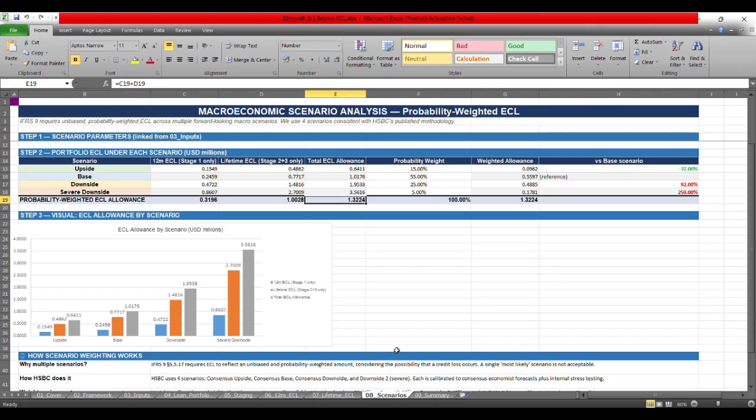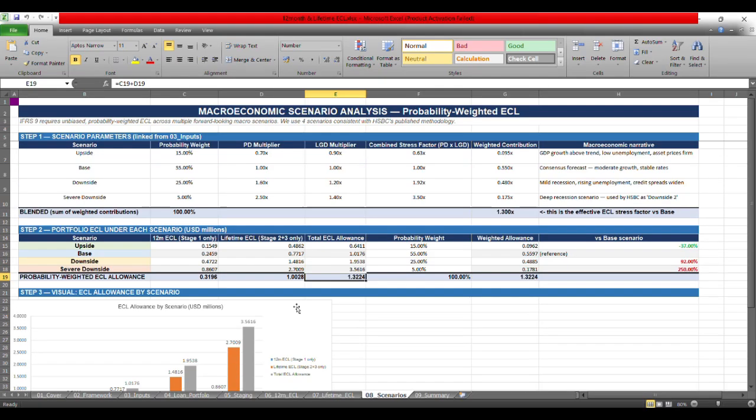Now let's move on to the scenarios one. So this sheet we have already discussed regarding the probability weight and the allocation. Now I would like you to directly look at the outcomes over here, the total ECL allowance. So under the upside scenario, you would see that our total ECL allowance would only be about 0.64 million. And under the severe downside, it is 3.56 million. You can see that it's more than 5 times the upside number.